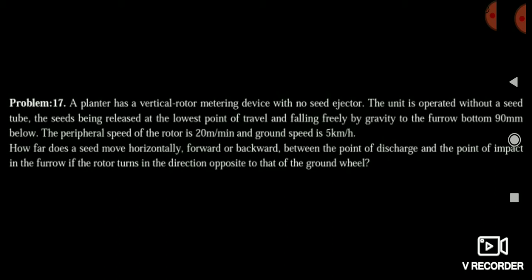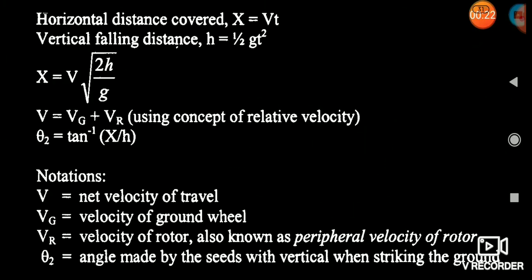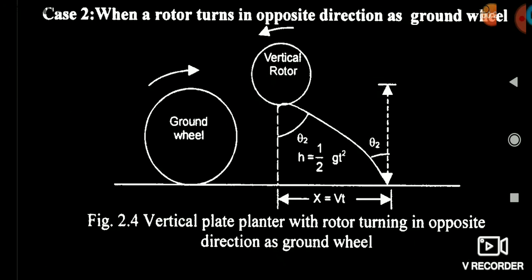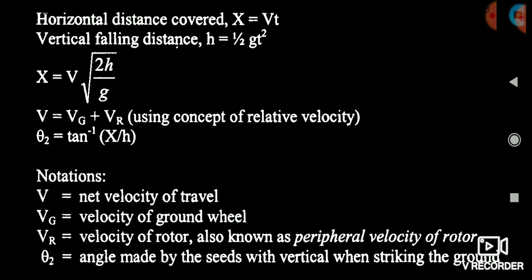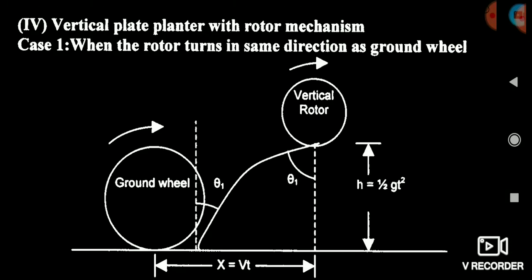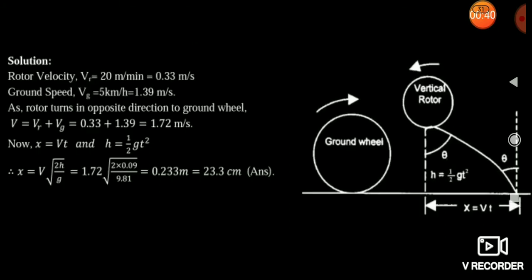यहाँ पे opposite का केस है, and I have told you that when it is a case of opposite, when they both are moving in opposite direction, then simply V, the net velocity, is equal to Vg plus Vr. And when it is a case of same direction, then V is equal to Vg minus Vr. Here it's a case of opposite direction of velocity.